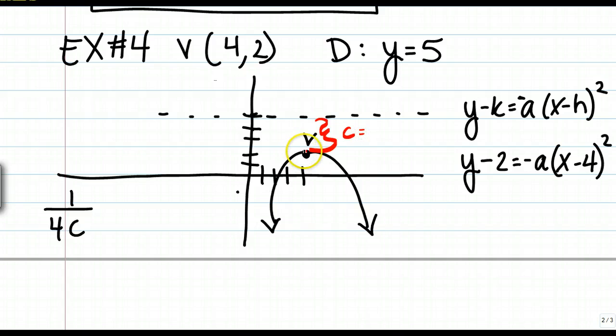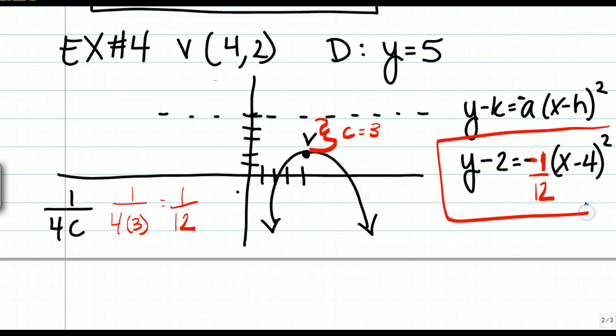So if you look, that's a distance of 1, 2, 3. So I have a distance of 3. So I'm going to have 1 over 4 times 3, which is 1 over 12. And you know what? I'll just erase this and put in 1/12. And we know it's negative, so don't forget the negative sign. And this is your equation.